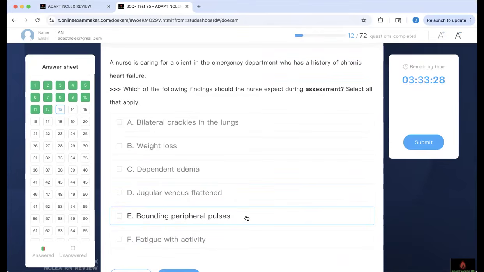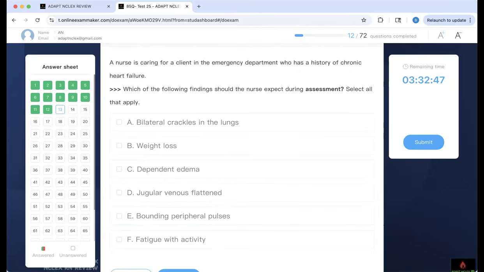And this is caring for a client in the emergency department who has a history of chronic heart failure. Which of the following findings should the nurse suspect during assessment? Select all that apply. Bilateral crackles in the lung, weight loss, dependent edema, jugular vein distension, bounding peripheral pulses, fatigue with activity. What do you see? Which of these would you see in a patient with chronic heart failure? That's all. Pick your answer, stop the video, and let me know. I want you to achieve over 65 for this. Are you ready? I know you pick your right answer.